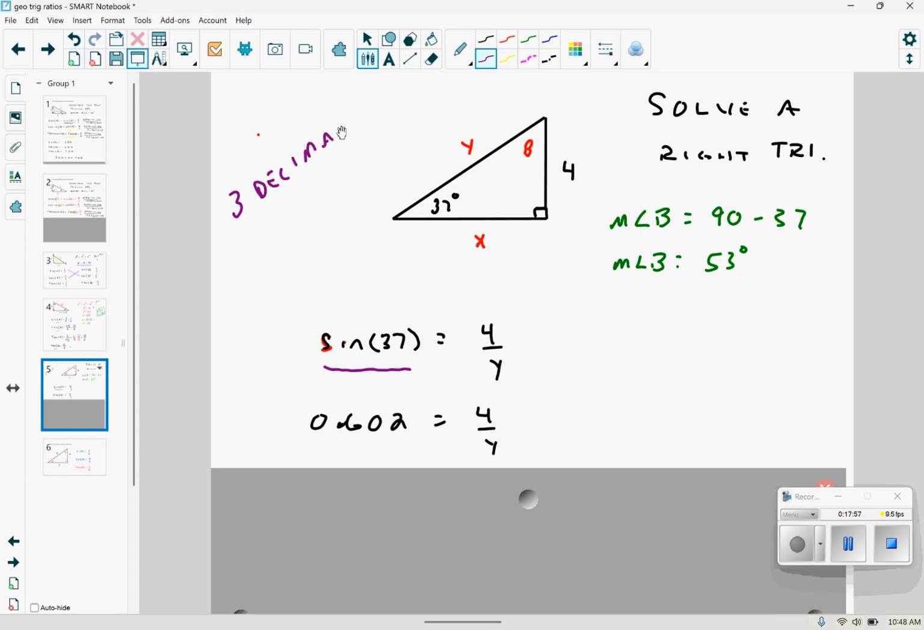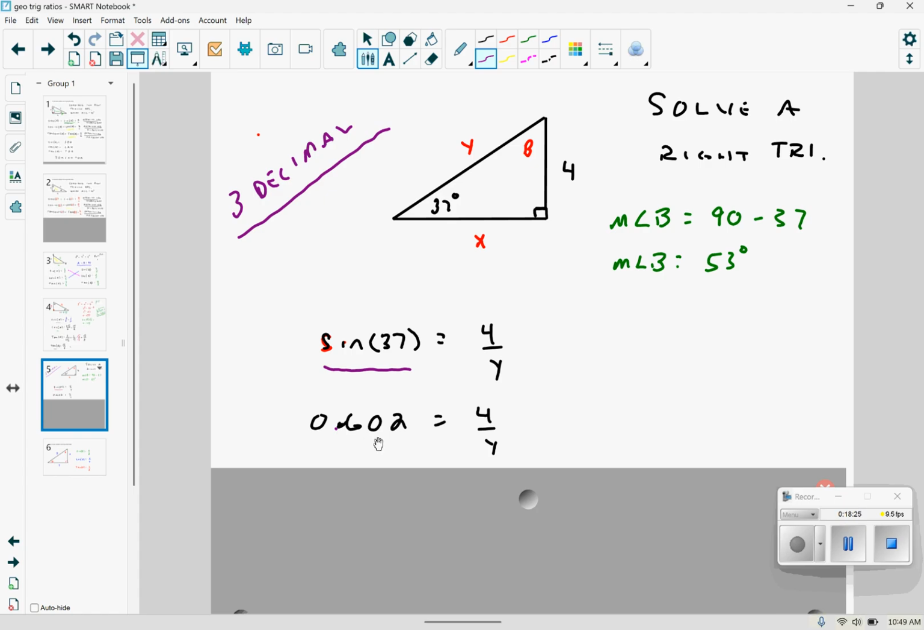So the sine of 37 degrees via the scientific calculator is 0.602. Just go to your scientific calculator, find that sine button, 37 degrees, bam, 0.6018. I round it up to 0.602. So now I have 0.602 is equal to 4 over y. Well, how do I solve for y?